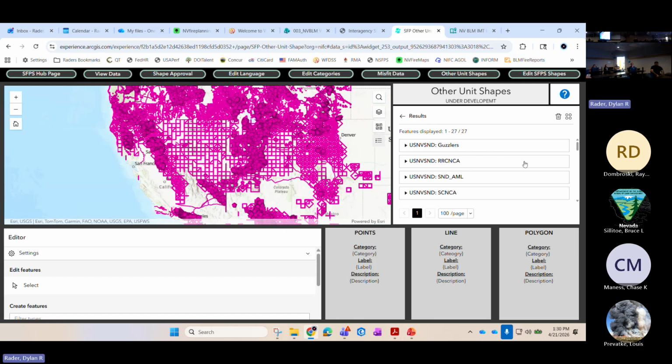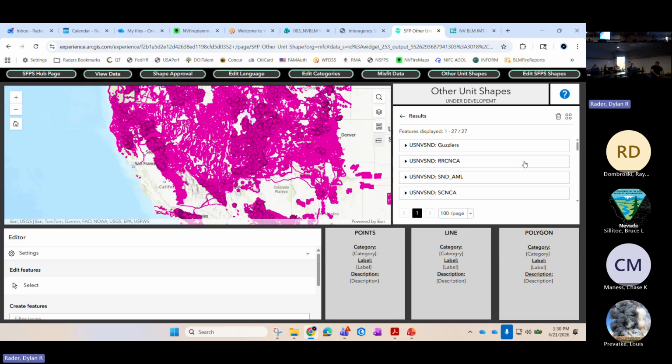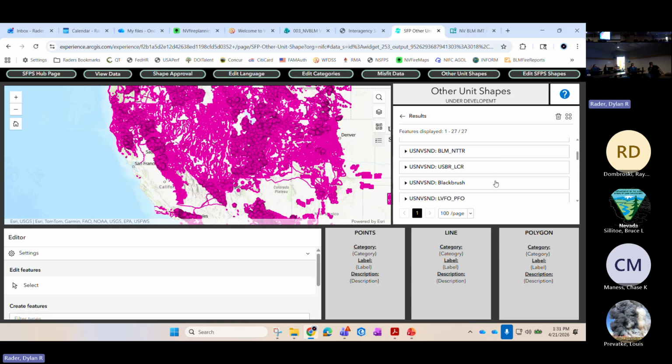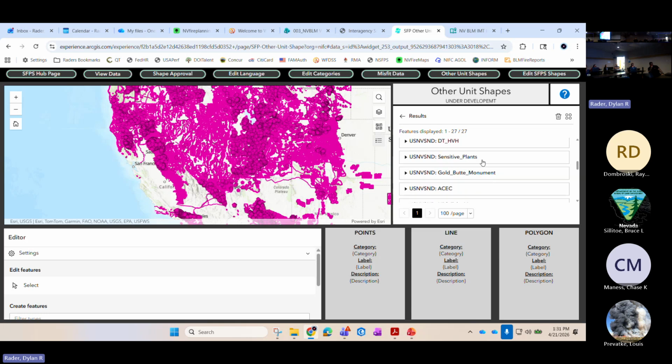All right, so the other unit shapes, again, this is a carryover from WFDSS Classic. Other unit shapes in WFDSS Classic gave fire planners the ability to put lines, shapes, and polygons anywhere on the map, and you could associate any text with it. So you could put AML, abandoned mine lands, anything and everything that you could draw a polygon around and associate text to. Looks like in this case, guzzlers, AML, FUD, MTTR, there's a lot of different delineations here.